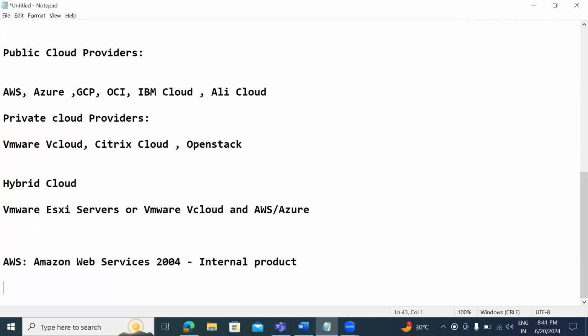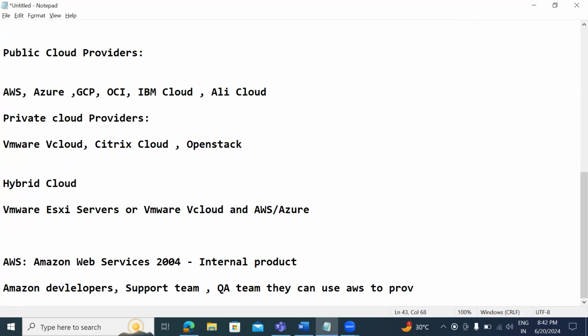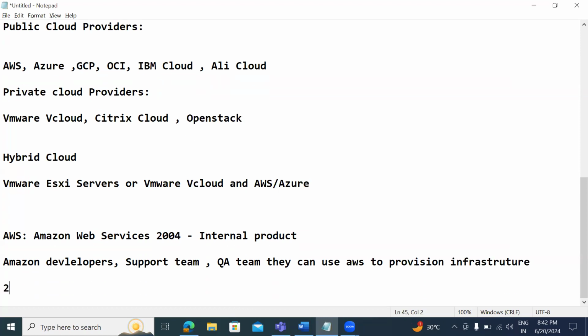It's an internal product. That means they didn't have any idea of exposing it to the public. For their internal developers or support team, or maybe a QA testing team, if they wanted any infrastructure or any server, they could use AWS to provision infrastructure. Later they got the idea: why can't we make it public? They made it public.